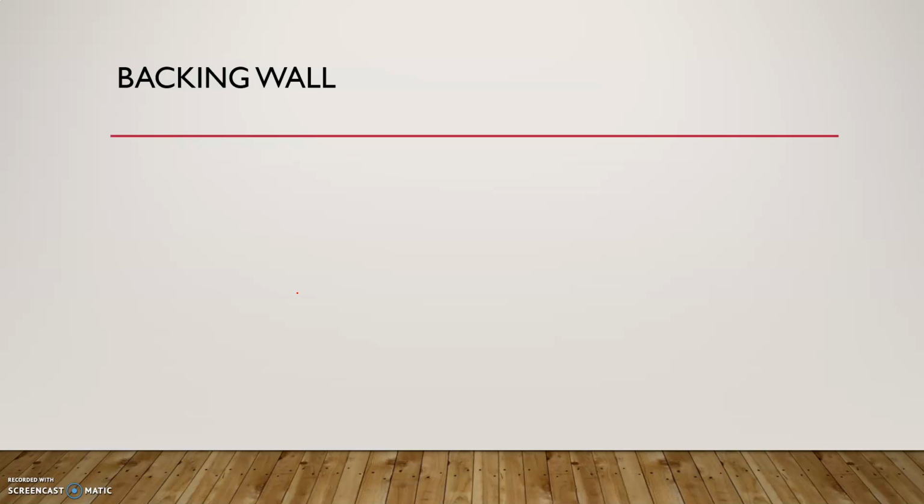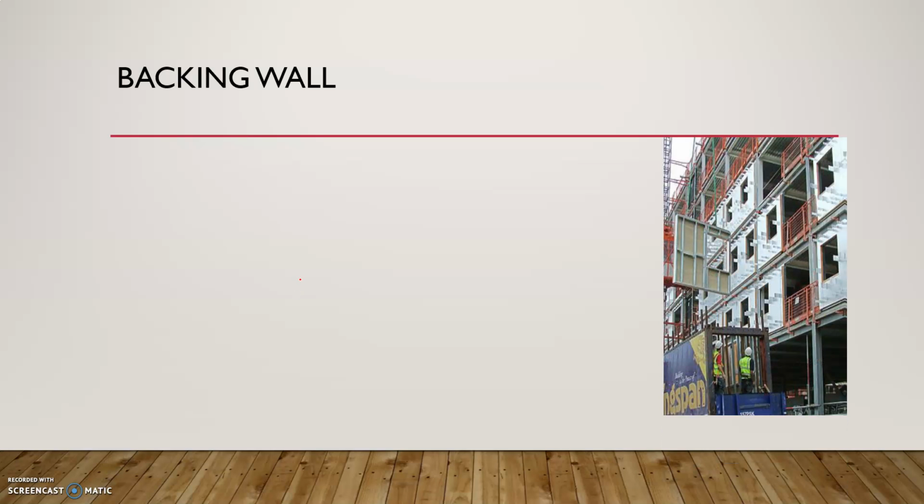Now we're going to look at the backing wall. On the picture you can see this is a backing wall with the SFS, and then you can see the external finish as well, which is usually the sheathing board, and internally you can have the dry lining or plaster board.